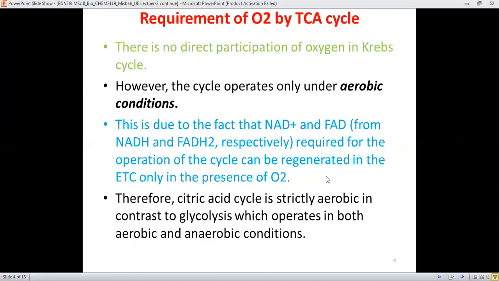Therefore, we conclude that there is a sufficient supply of oxygen for the TCA cycle. Although oxygen is not directly involved, there must be oxidation of the reduced forms NADH and FADH2, and this oxidation occurs through the electron transport chain, which takes place in the presence of oxygen.